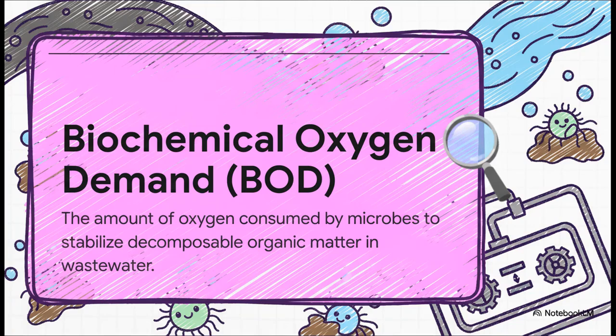And the key metric for that is called Biochemical Oxygen Demand, or BOD. Just think of it like this. The more organic waste in the water, the more food there is for microbes. And as they eat all that food, they consume oxygen. So a high BOD means really polluted water that would literally starve a river of oxygen if we released it.